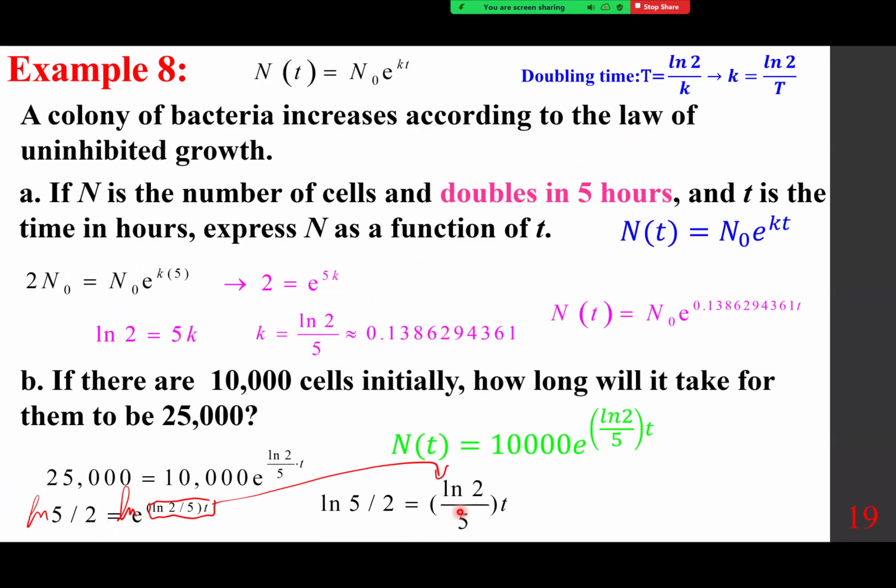If you divide ln 5 halves over ln2 over 5, and use a calculator, you get 6.61 hours. Why hours? Because over here, the units are given as hours. Okay. So I hope it's clear to everybody. Pretty straightforward.